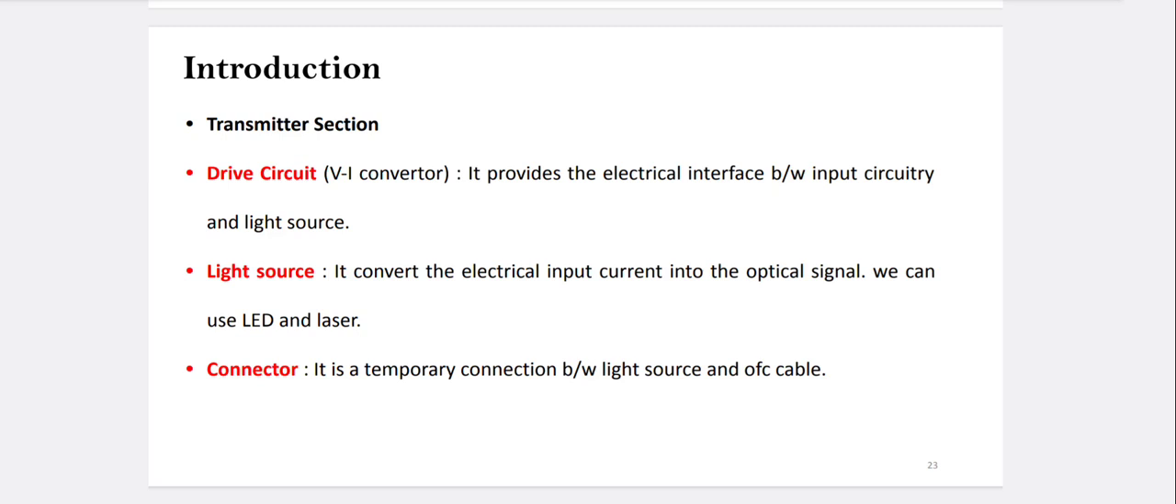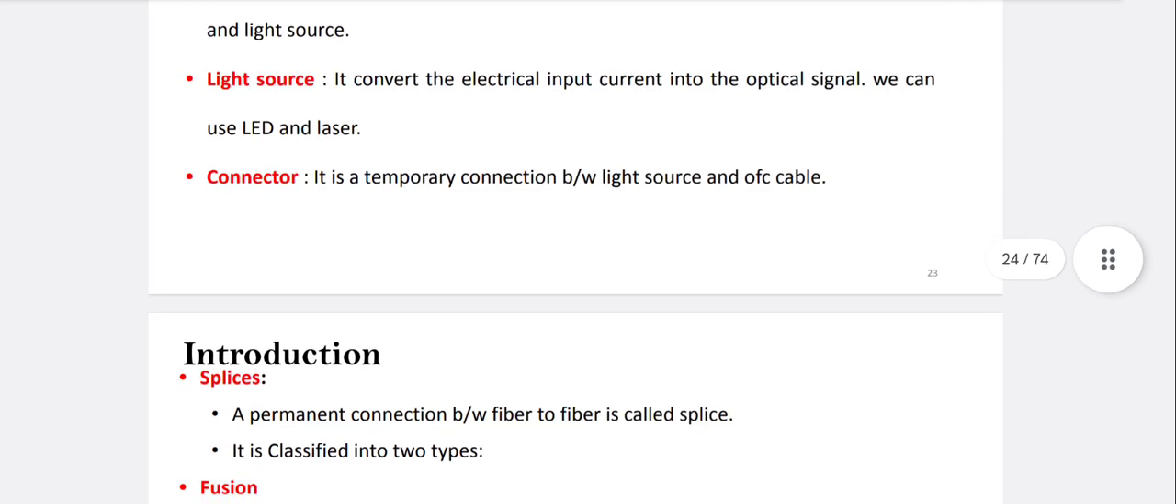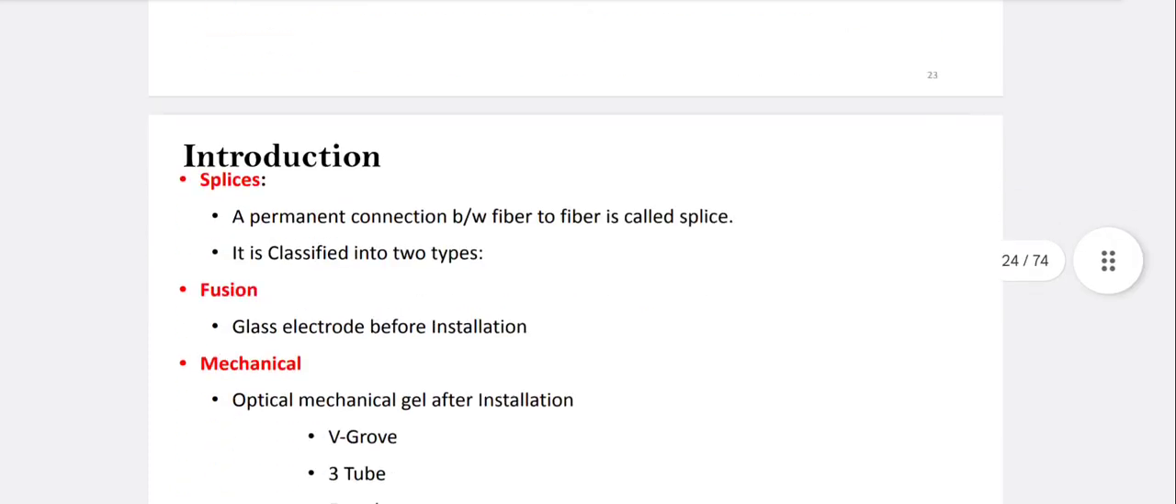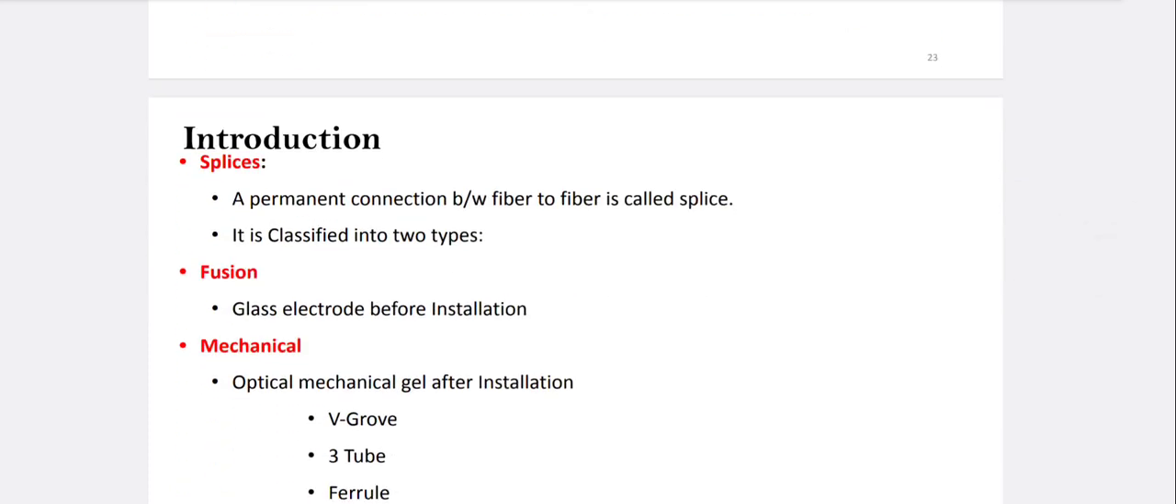Next, what is meant by light source? The light source is an LED or laser. In optical communication, we use LED and laser as the optical light source because they can convert the electrical signal into an optical signal. Next, the connector. A connector provides a temporary connection between the source and the optical fiber cable. Next one, splices.